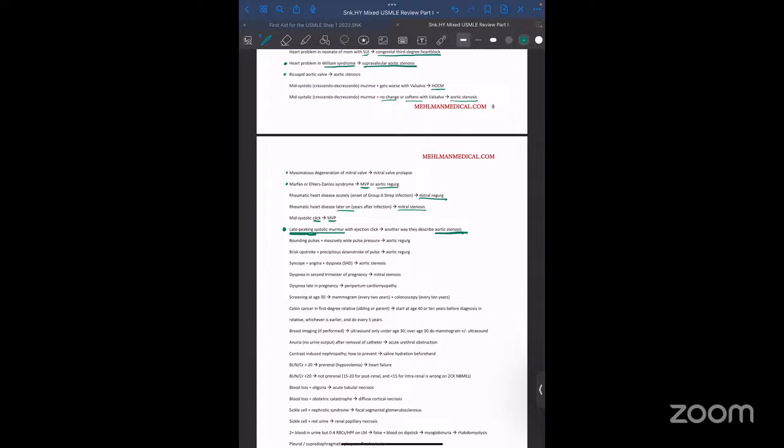Then bounding pulses plus massively wide pulse pressure is aortic regurg. Wide pulse pressure is aortic regurg. Brisk upstroke plus precipitous downstroke of pulse is also aortic regurg. So these are different words they use to describe it: bounding pulses, massively wide pulse pressure, brisk upstroke plus precipitous downstroke. Aortic regurg. The SAD of aortic stenosis: syncope, angina, dyspnea.